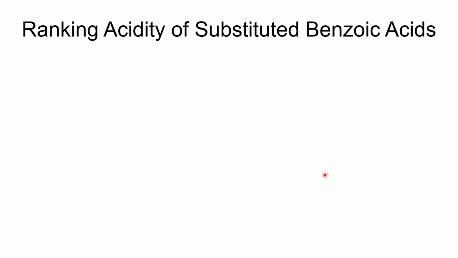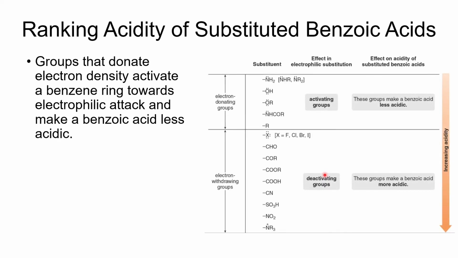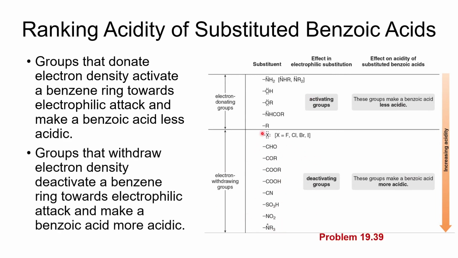All right, and so now let's rank the substituents that we can have that will affect the pKa of benzoic acid. So groups that donate electron density are going to make it less acidic. They will have pKa's that are greater than the pKa of benzoic acid, which again is 4.2. And these substituents that pull electron density away, which includes a lot of things, are going to help stabilize our conjugate base, which is going to make our acid more acidic. It'll have a pKa less than 4.2. So let's look at number 39 on our in-class assignment.